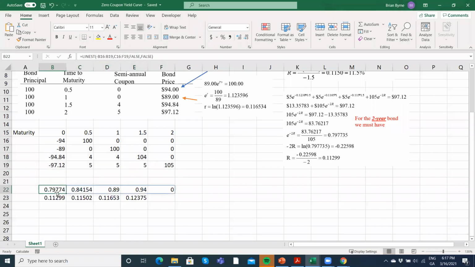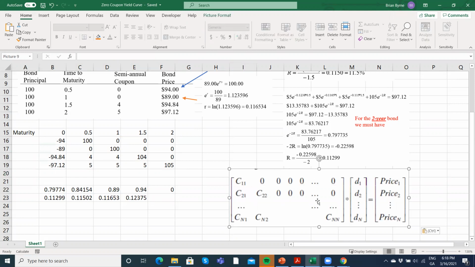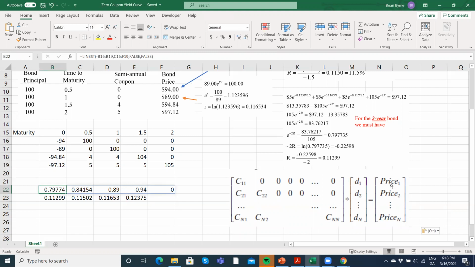Okay, so previously we had worked out the zero coupon rates using linest. Another approach here would be to use a matrix operation. So I'll just put that here underneath, Control V. And say, look, the coupon payments, the cash flows if you like, multiplied by the discount factors, which are these here, would give us the price of the bond, which is these ones here.